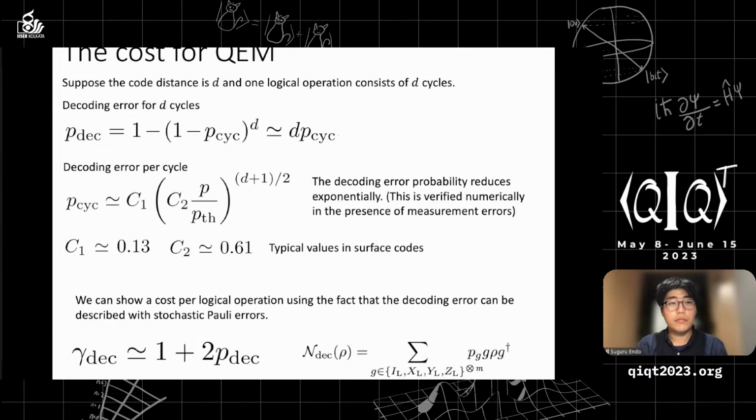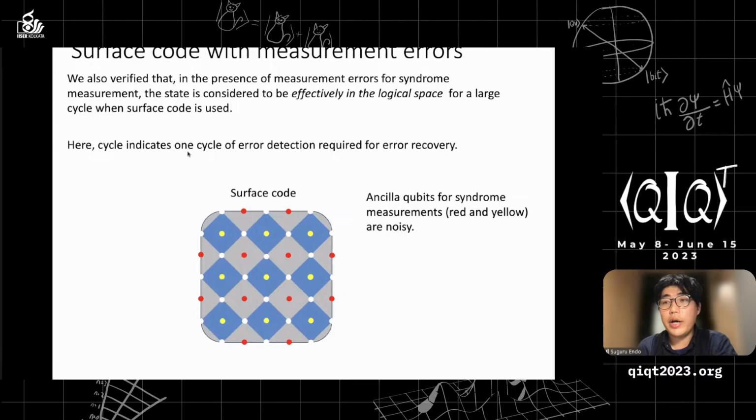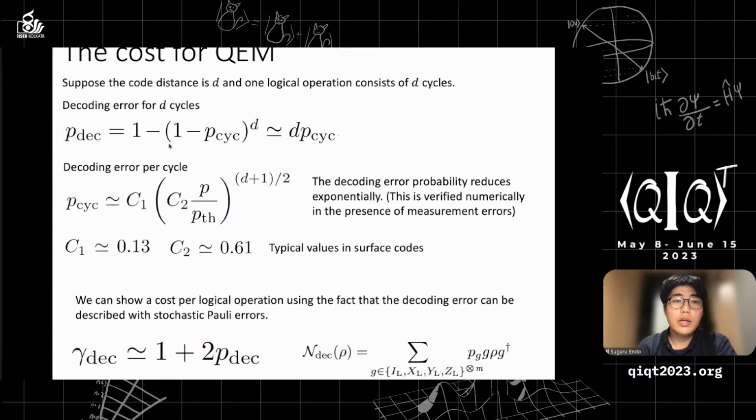The cost of the quantum error mitigation is like this. Suppose the code distance is d, and when we consider the surface code, one logical operation consists of d cycles. A cycle indicates one cycle of error detection, required for error recovery, so we have enough information for decoding errors. In this case, when we calculate the decoding errors for d cycles, we can write it down as this. And this P cycle, the error probability for one cycle, can be written as this one, where C1 and C2 are some constants.